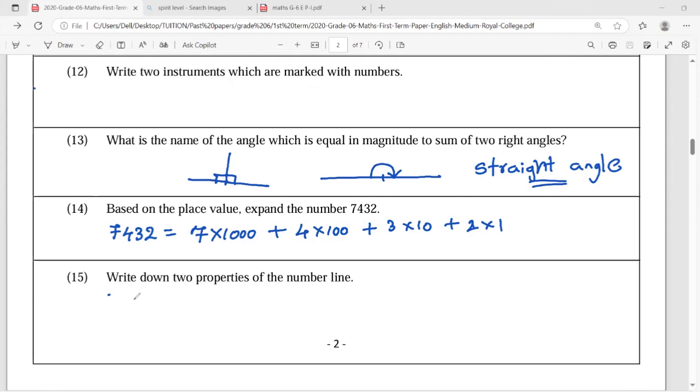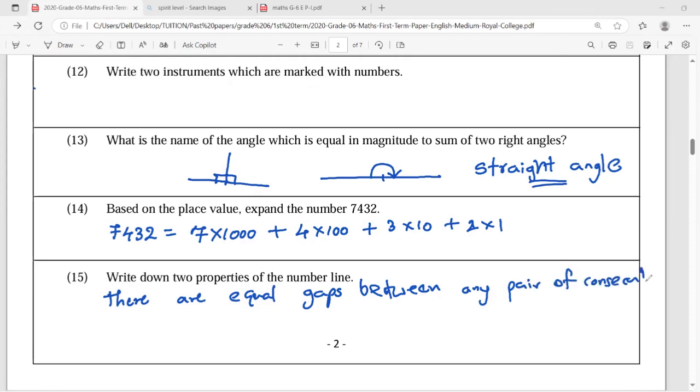So let's go to the 15th. Write down two properties of the number line. And there are many properties of the number line. So you can take in the number line, there are equal gaps between any pair of consecutive integers.